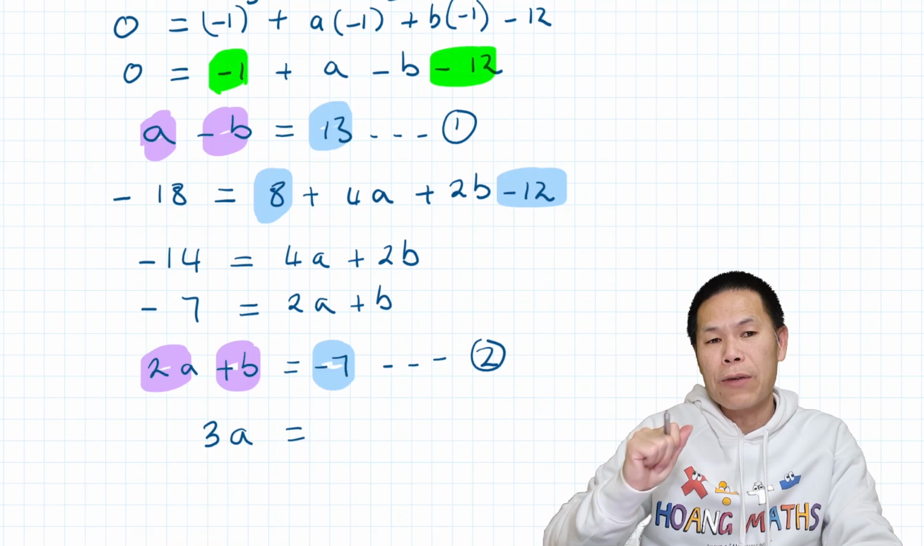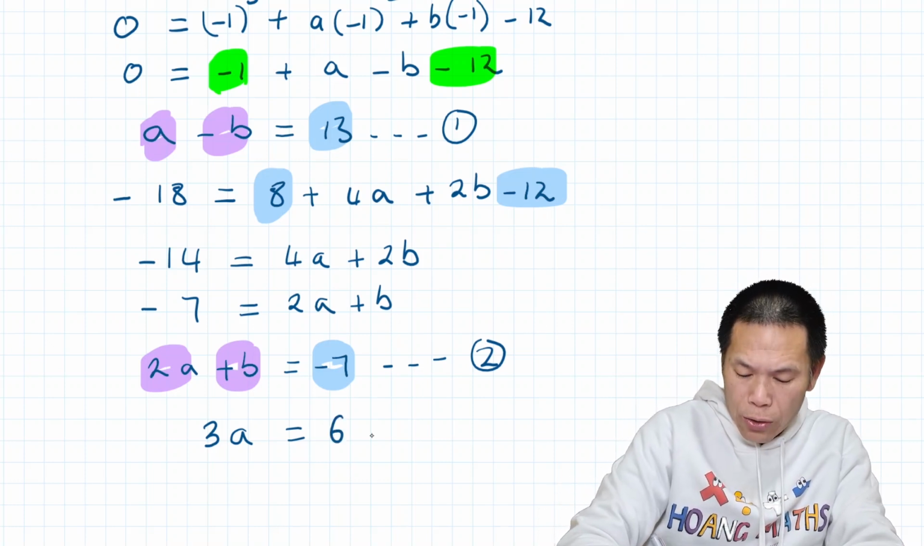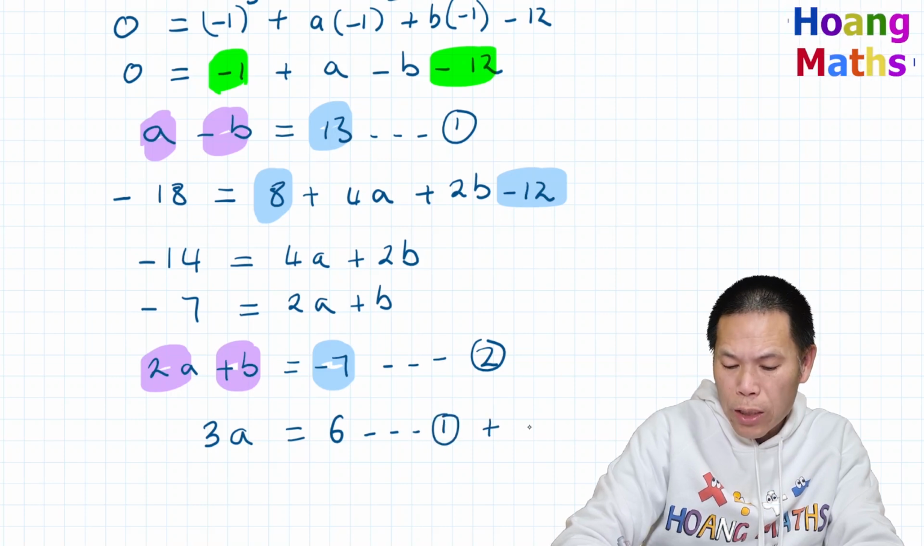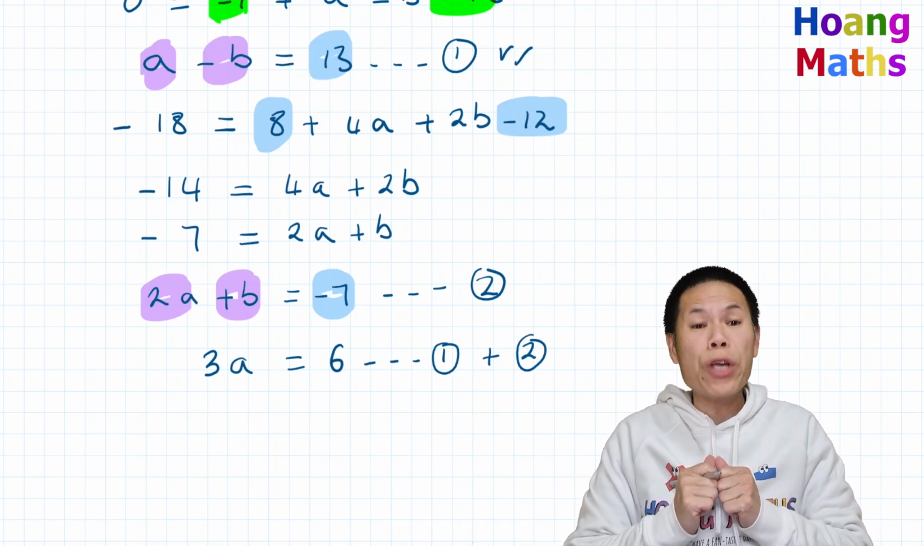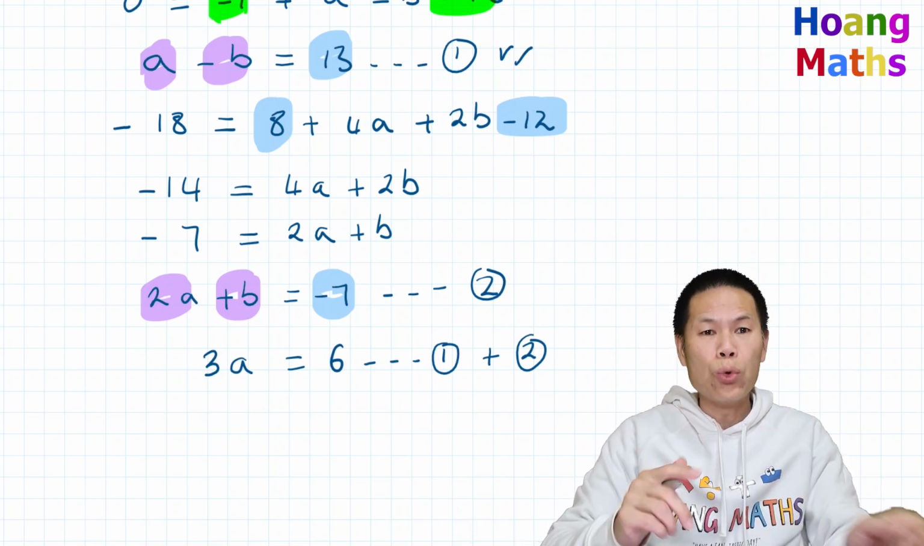So 10 minus 7 is 3, add 3 is 6. So the answer is 6. So let me just write this down. Equation number 1, we add with equation number 2. Now I divide by 3 on both sides. So this means that A is equal to 2.